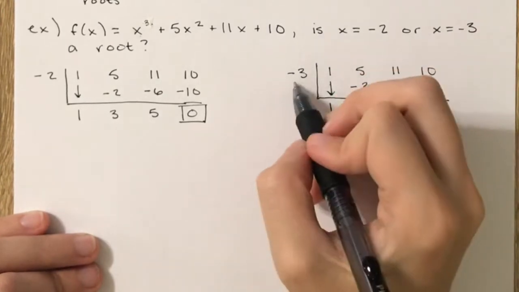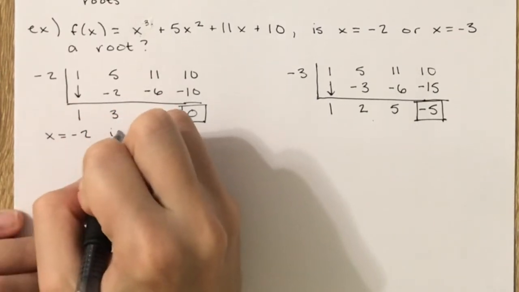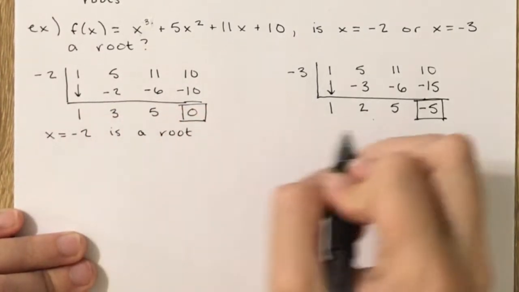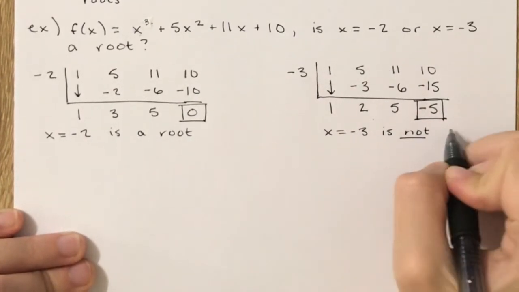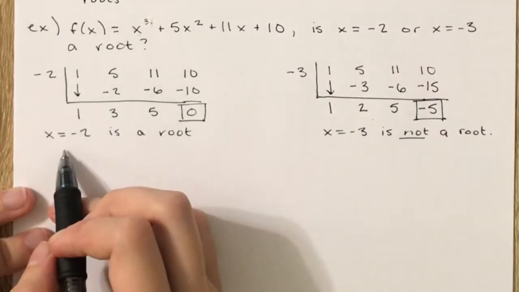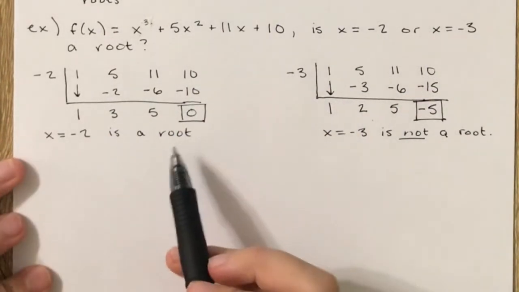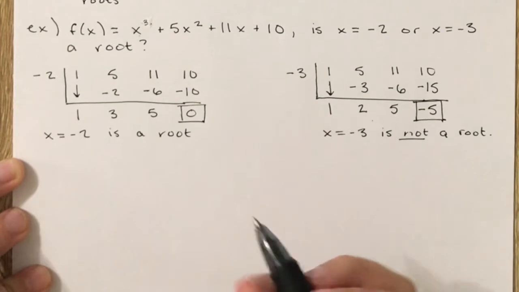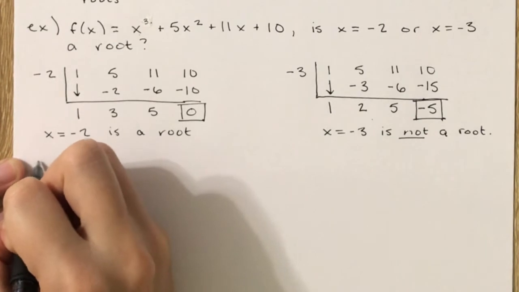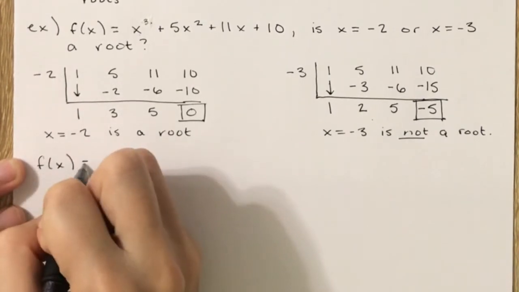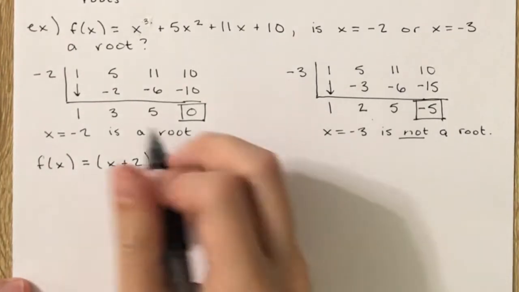So this, of course, means that this is not a root. So -2 is a root. This one means -3 is not a root. All right, well, if -2 is a root, of course, we're talking about zeros and factors of polynomials. We're talking about factoring polynomials. Let's factor this polynomial. So x equals -2 is a root. That means that we can write f of x as the factor x plus 2 and its quotient.